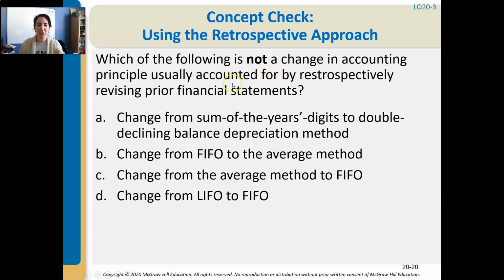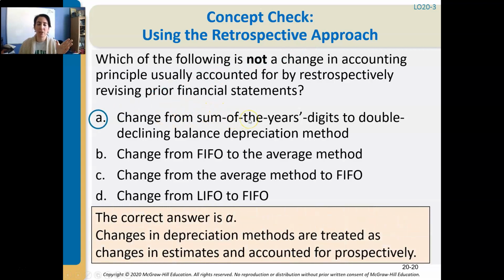Which of the following is not a change in accounting principle usually accounted for by retrospectively revising prior financial statements? The answer for this is going to be A. Change from the sum of the year's digits to double declining balance. That is a change in depreciation methods, and we treat it as a change in estimates, and we go with a prospective change. We change the future. And we're going to get into prospective changes in a second. These are departures from the retrospective concept, because in theory you would think that would be an accounting principle change, changing from one depreciation method to another, but really we treat that as a change in estimate.